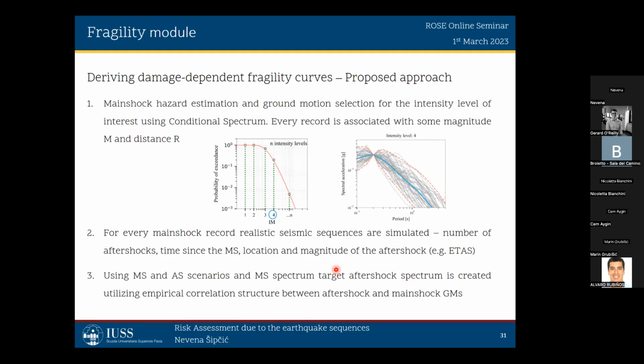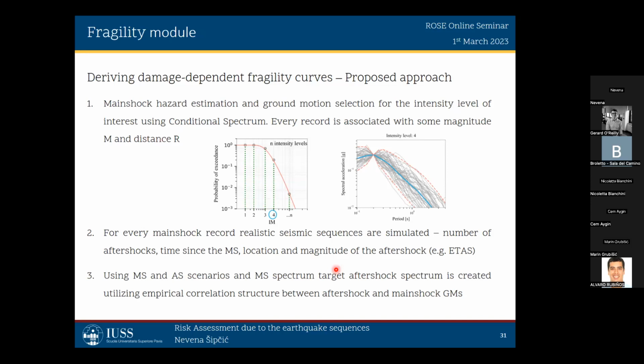So basically, we first start with the main shock hazard estimation, and we select the ground motions for the intensity level of our interest, as we would do when we use conditional spectrum. And we associate every single record with some magnitude and distance. Then for every main shock record, we simulate realistic sequences of events, and we can do this by using the IUSS model that I explained earlier.